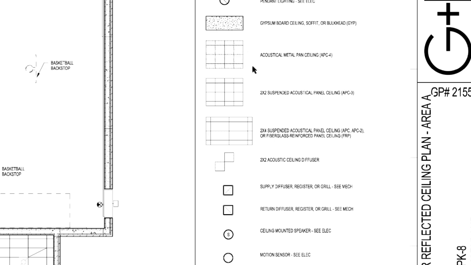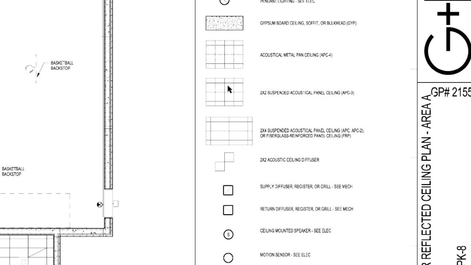And we'll get into that because I plan on looking at details. I'm not really sure how much information to provide, but like I said, this is a quick video just to maybe answer some additional questions. So then we have the acoustical panel ceiling, and that's identified by APC-4 on the drawings.